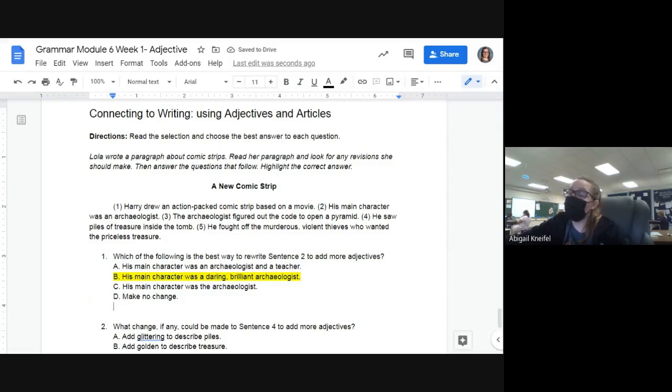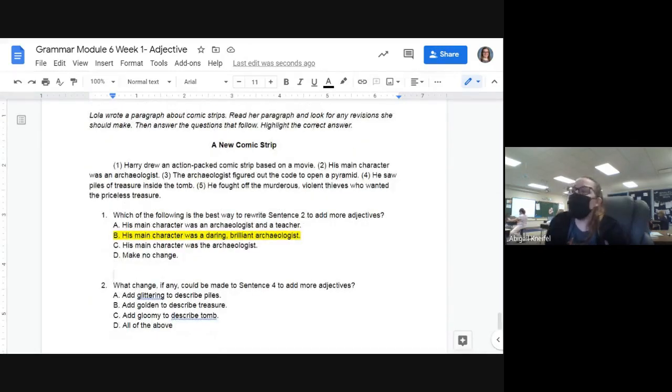Daring, I'm sorry. It says daring, not darling. It's his main character was daring and brilliant. Both of these are describing the archaeologist. Teacher does not describe the archaeologist. That's another noun. That's another thing. So it is not A. C is even shorter than before, and it says what's the best way to rewrite it. So we know it's not make no changes because it already said we want to rewrite it.